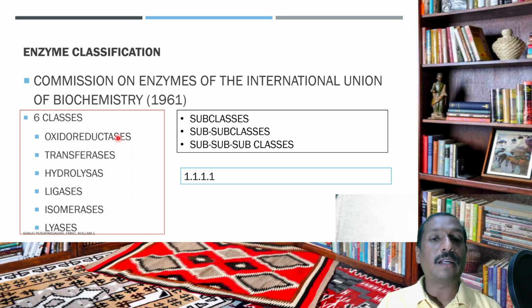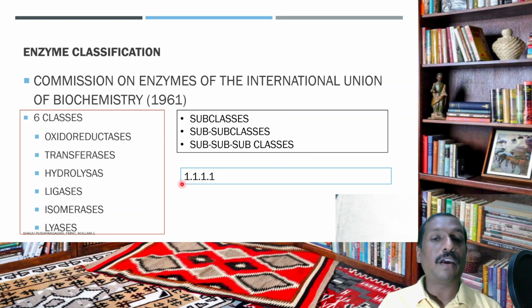Then each of these classes is classified again into subclasses. Oxidoreductase is again classified into subclasses. Transferase is again classified into subclasses. Hydrolase is again classified into subclasses. So there are six classes, and each of these classes is classified into subclasses. Subclasses can again be classified into subclasses, and finally these subclasses can again be classified into subclasses.